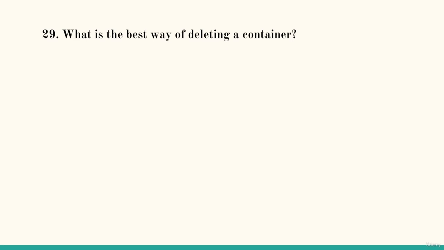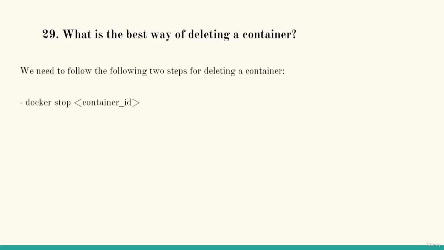What is the best way of deleting a container? We need to follow the following 2 steps for deleting a container. docker stop, then the container ID, then docker rm, the container ID. So we need to stop it first, then remove it.